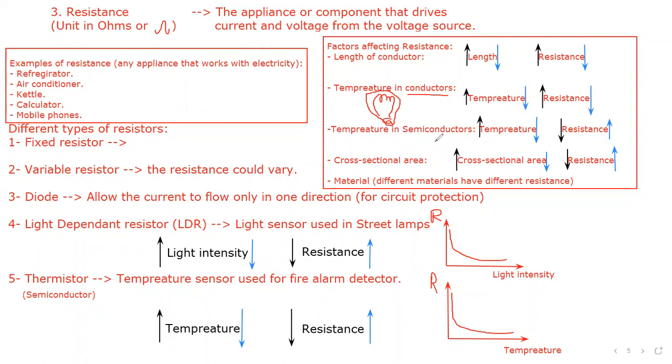The temperature in a semiconductor, they have an inversely proportional relation. So as the temperature increases, the resistance will decrease. And we will see that right now in the thermistor.